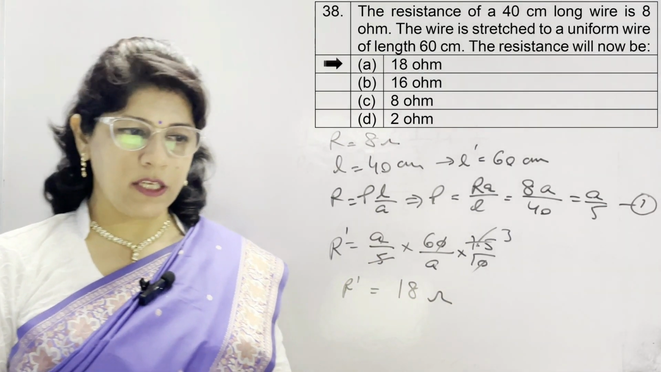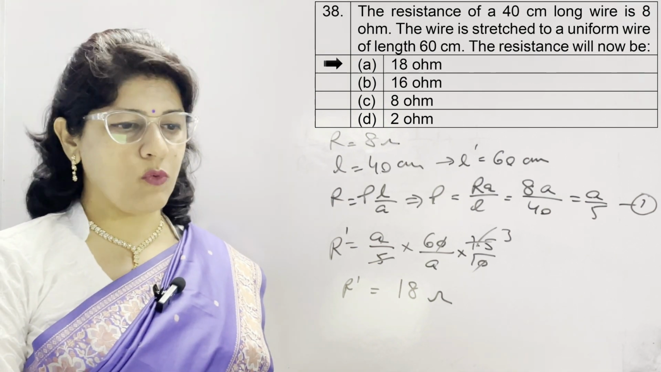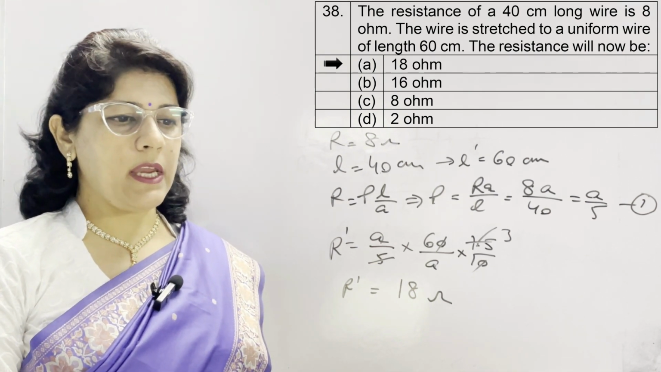Given options are A 18 ohm, B 16 ohm, C 8 ohm and D 2 ohm, and the correct option is A which is 18 ohm.